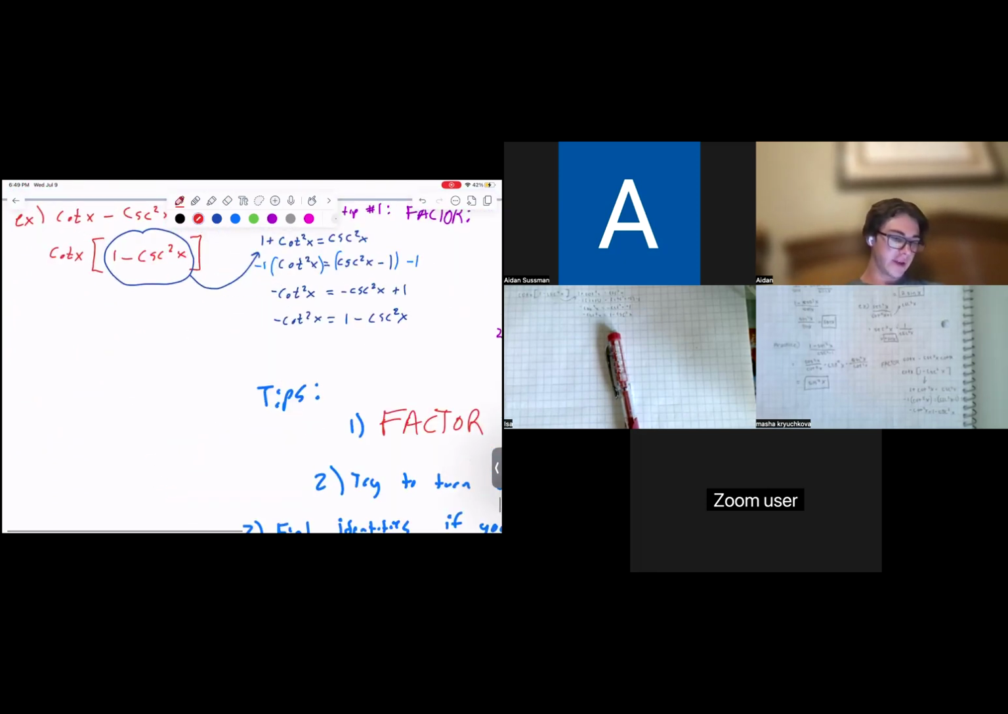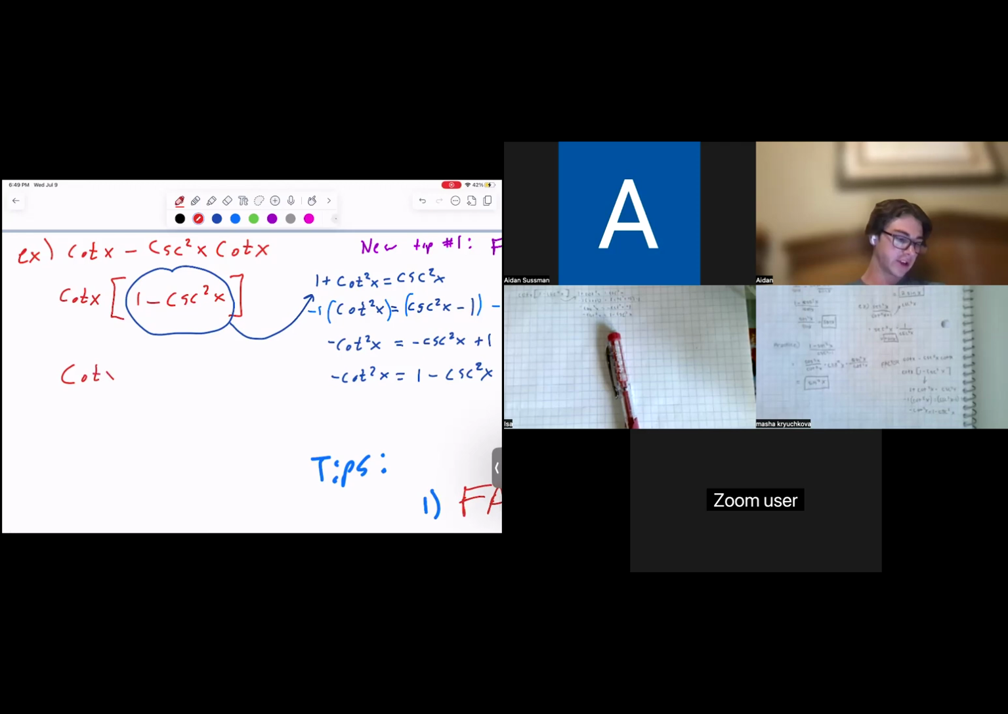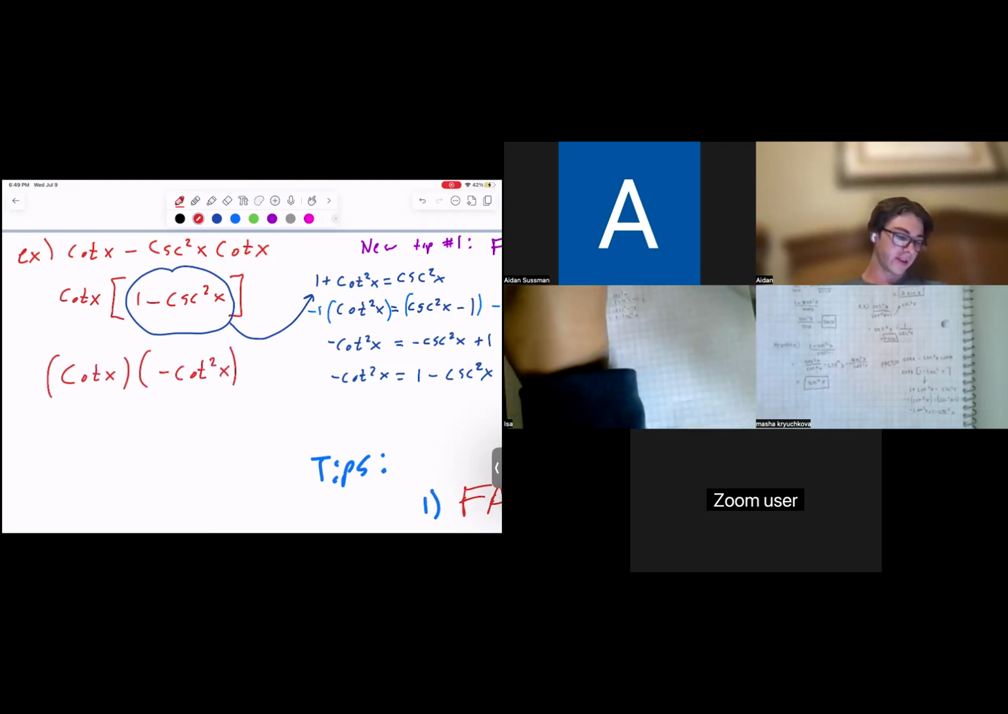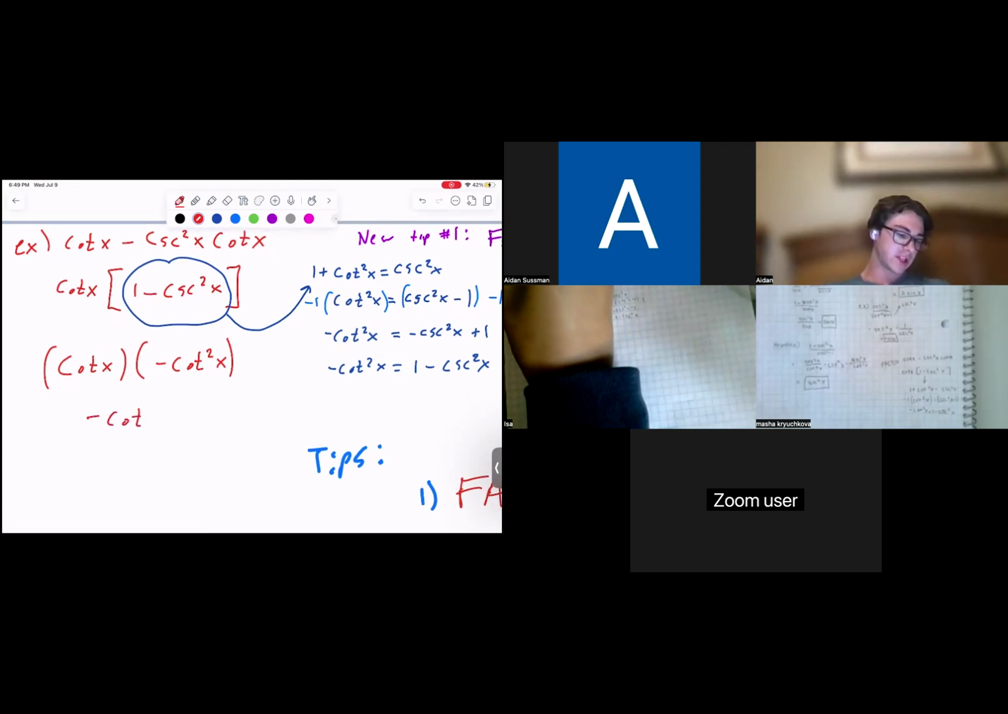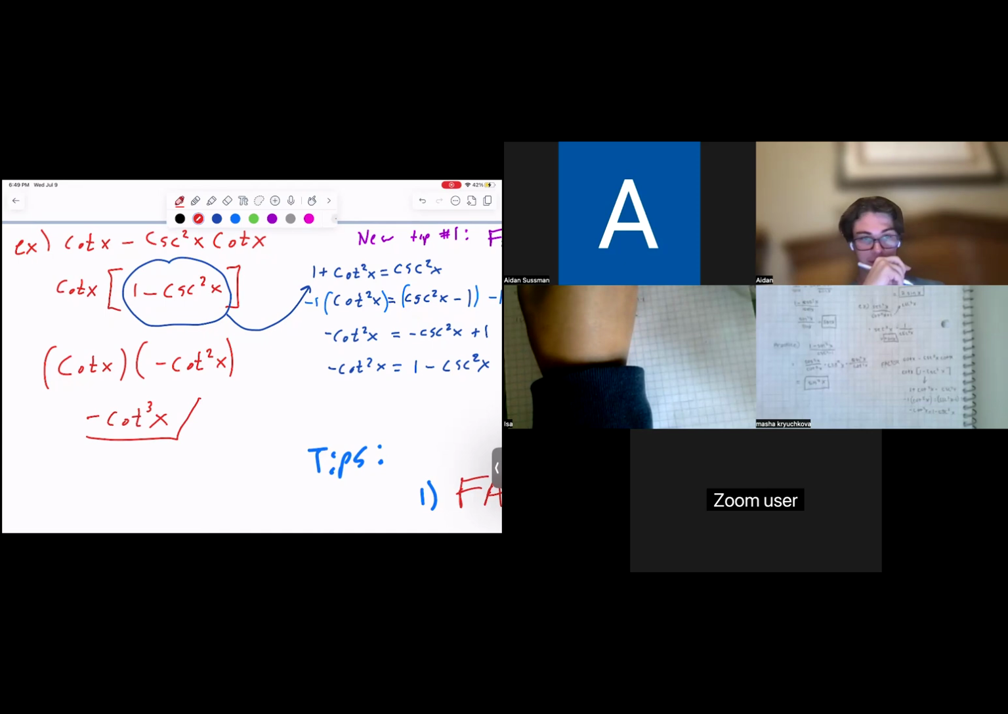And then, yeah, let's continue this. So we know that this is cotangent of x times negative cotangent squared of x. And our final answer, that's just negative cotangent cubed of x. Okay? Any questions there?